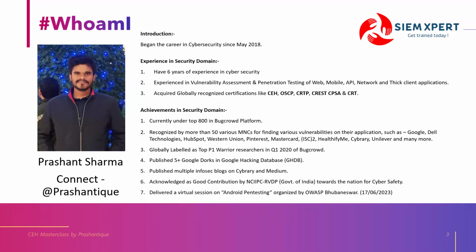As for achievements, I'm currently in the top 800 on the Bugcrowd platform. That's a bug hunting platform where we report vulnerabilities, and the platform owners give us a reward on a per-vulnerability basis. I've also found many vulnerabilities on well-reputed websites like Google, Mastercard, Pinterest, Western Union, and many more, and these websites have given me a Hall of Fame. I've also published a few Google Dorks on the Google Hacking Database, and I contribute to the community actively, having written multiple InfoSec articles on Cybrary and Medium.